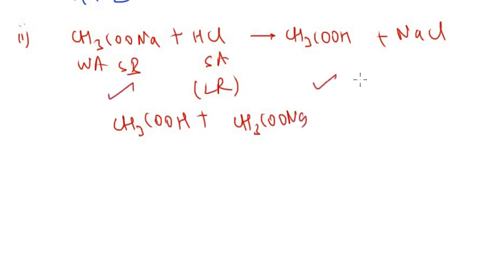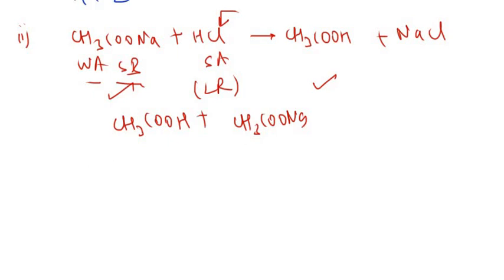So there are two methods to form the acidic buffer indirectly. One, a salt of weak acid and strong base, and we add a limiting amount of strong acid. And the other case we have seen previously.